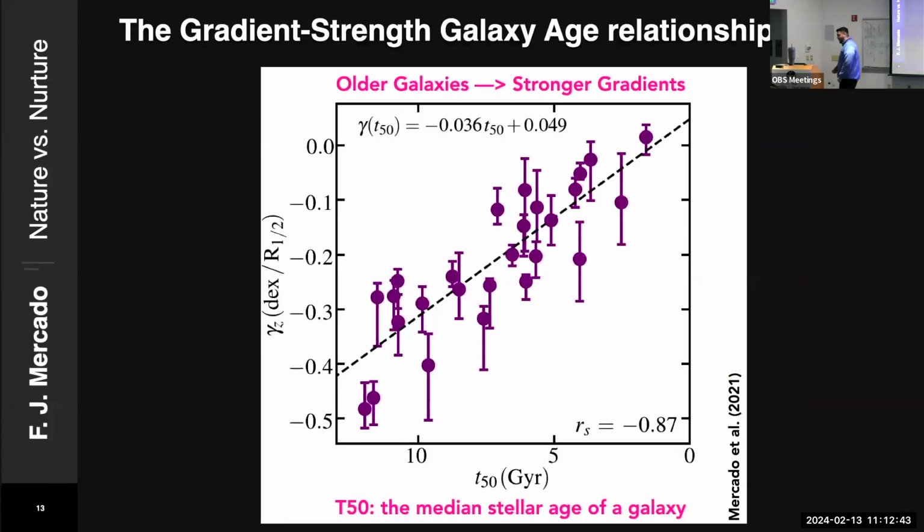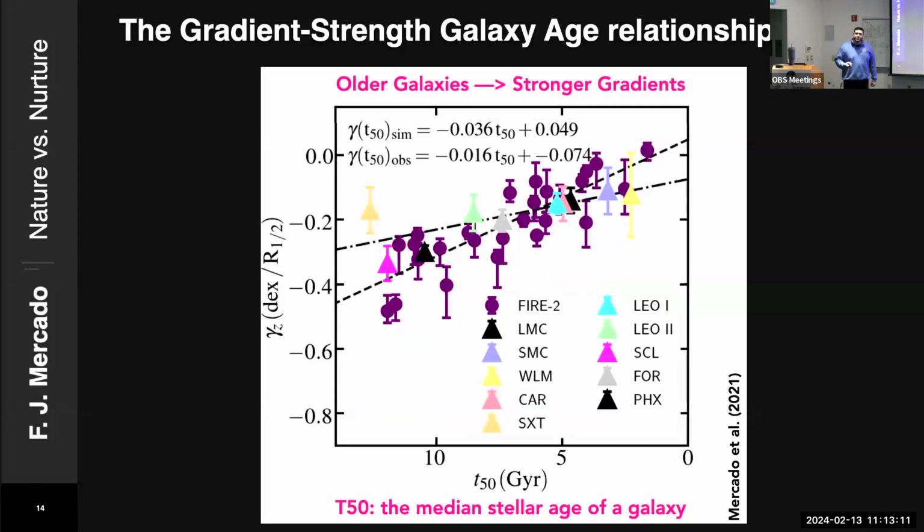So here I'm plotting the metallicity gradient on the y-axis as a function of T50, which is just the median stellar age of a galaxy. And we see that older galaxies tend to exhibit stronger gradients. This is a fairly tight relation within the simulations. And so, great, you might be thinking, that's cool. This happens within the FIRE-2 galaxies. But does this relationship exist for real Local Group galaxies?